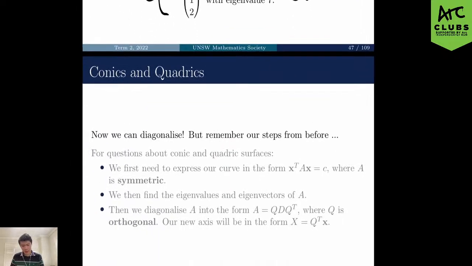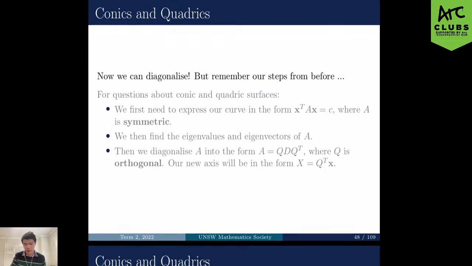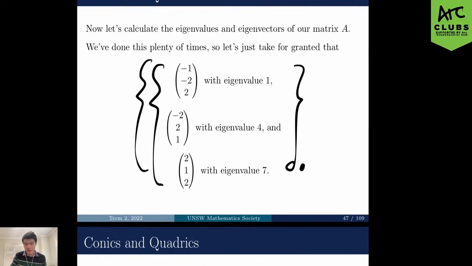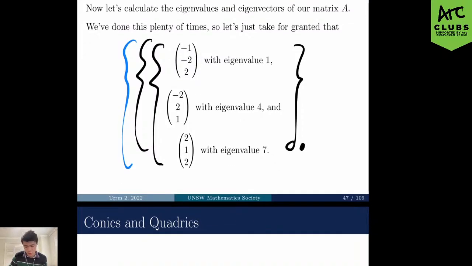But what we do now is we have to diagonalize into a form where Q is orthogonal. And hopefully we've seen this kind of thing before. But to diagonalize something where it's orthogonal, we need these vectors to be orthogonal as well. In fact, we need them to be orthonormal.